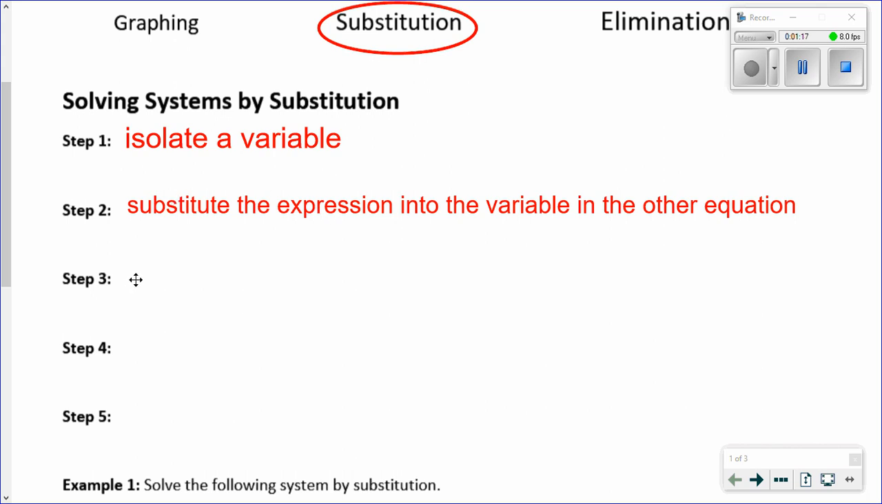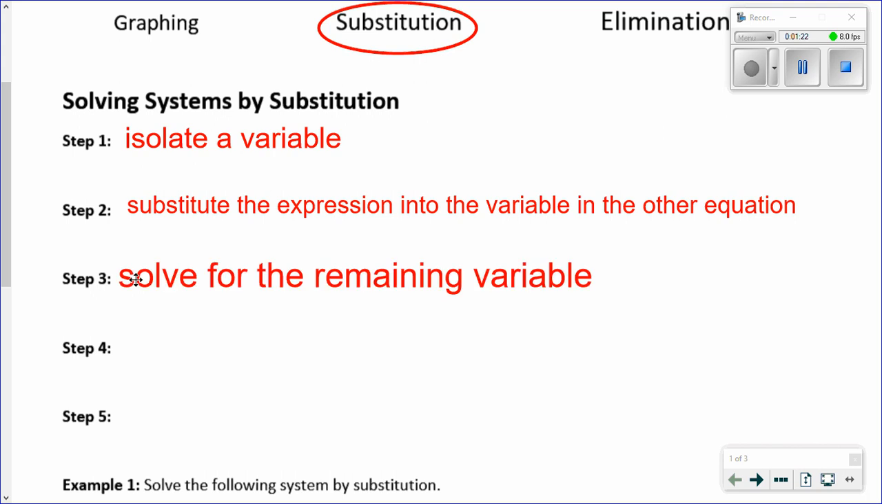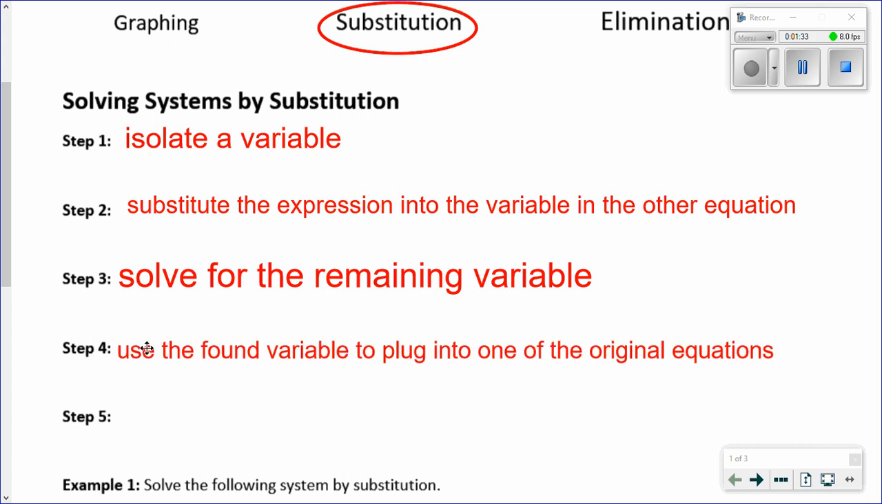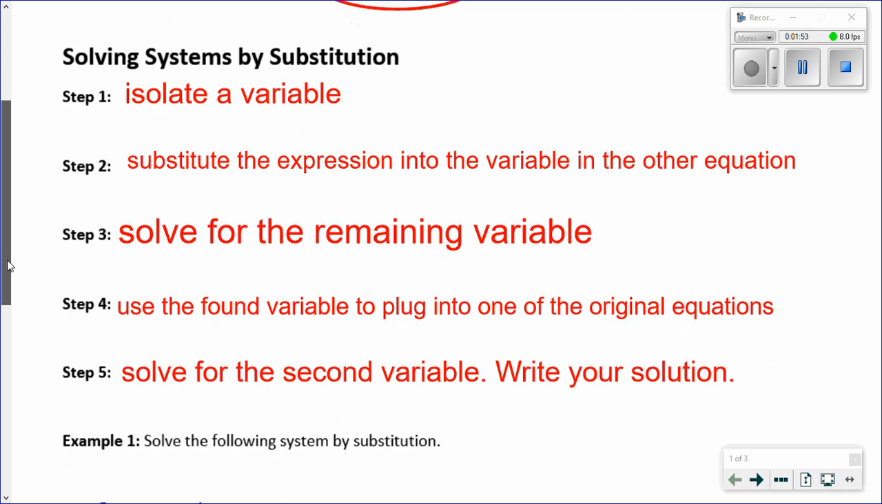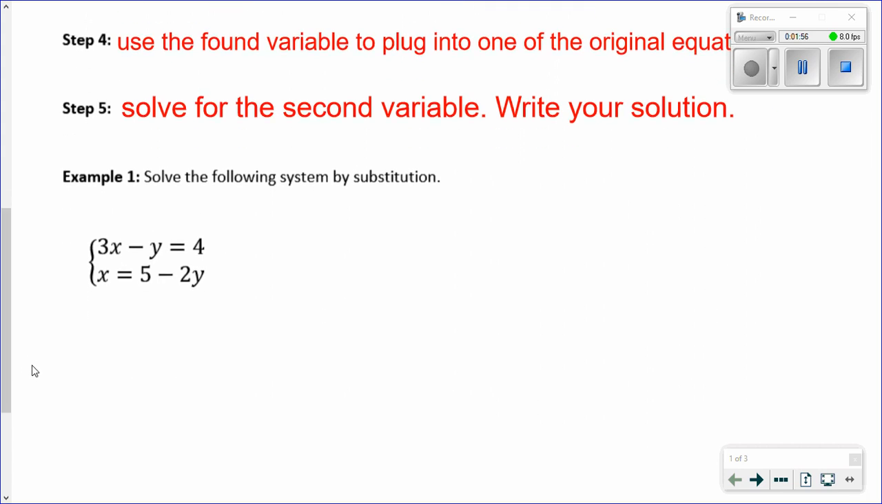Okay? Once we've substituted in that expression, we should only have one variable left in that equation, and we can solve for the remaining variable. And then once we have one of our variables, either an x or a y, we can use that to plug into one of the original equations. And again, we only have one variable left, and we solve for the second variable. And then once we have our two, we write our solution. I know, it sounds awful, okay? It's actually quite easy, all right? So let's try an example instead. We're going to do this by substitution.